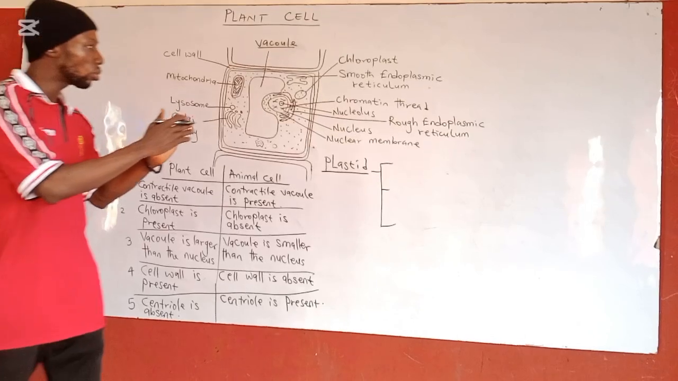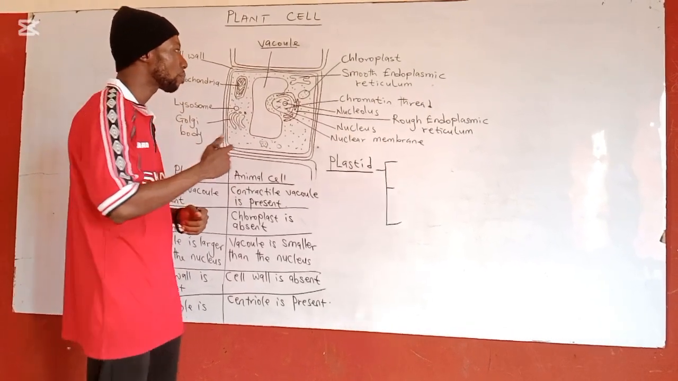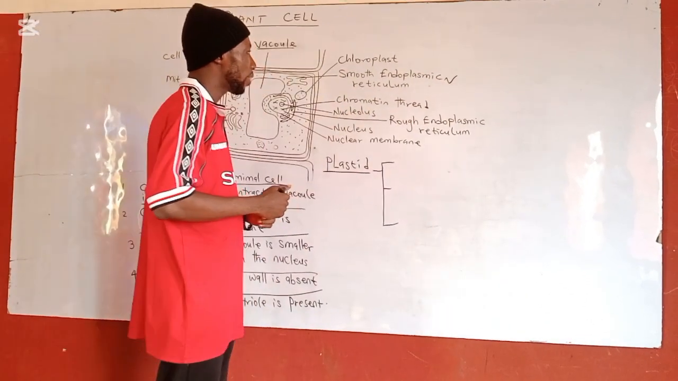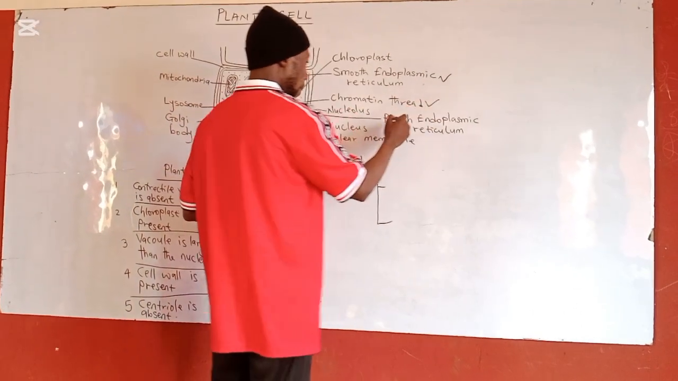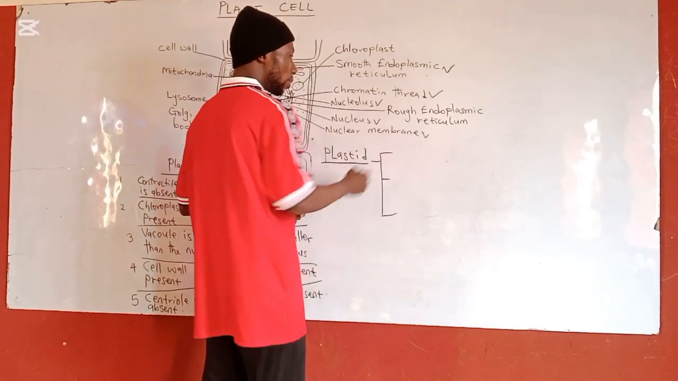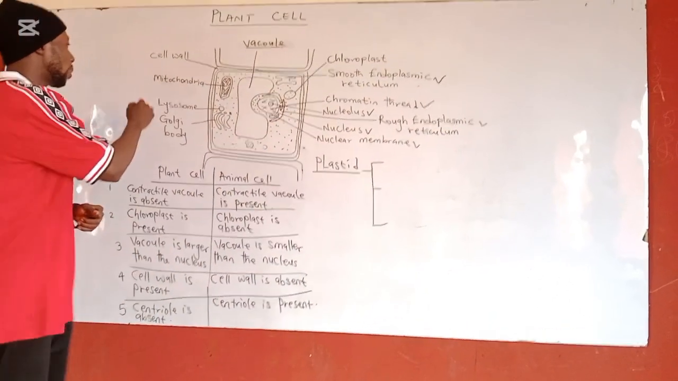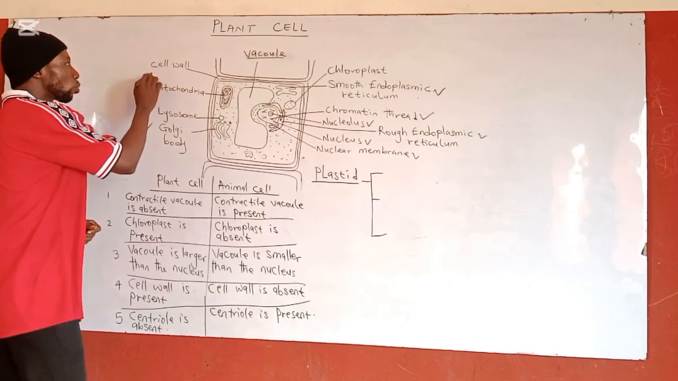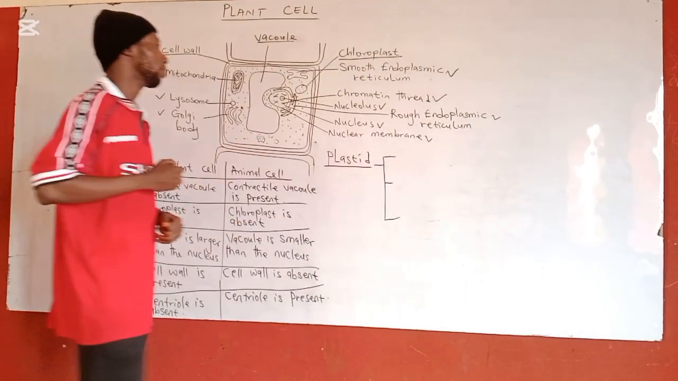So I'm not going to talk about all the structures we have here. We discussed some in the previous video. We've talked about the endoplasmic reticulum. We've talked about the chromatin thread. We've talked about these others. Okay? So now we're going to talk about the cell wall and chloroplast.